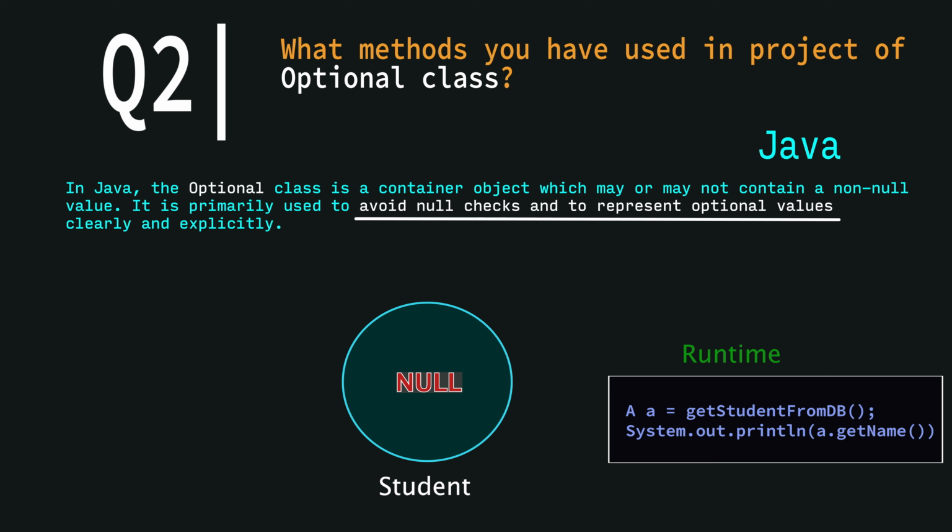Then if we are trying to access any properties from it without checking the object for null, then obviously we'll get a null pointer exception at runtime. Then it stops the execution of the remaining code from there, which is abnormal and we don't want it at runtime, right? So this is where the Optional class comes in handy.